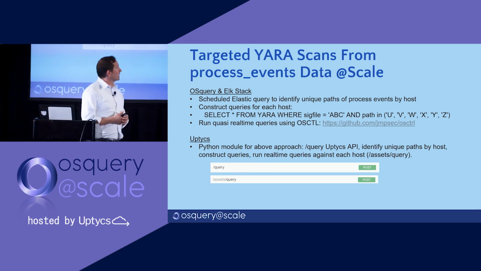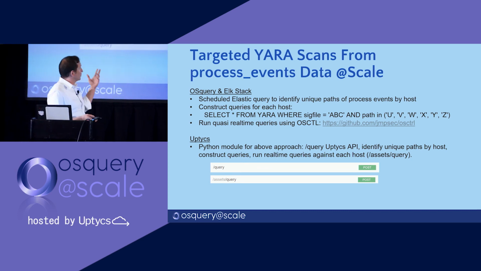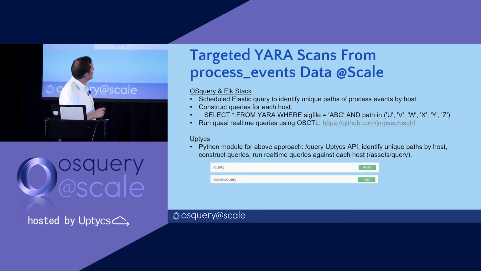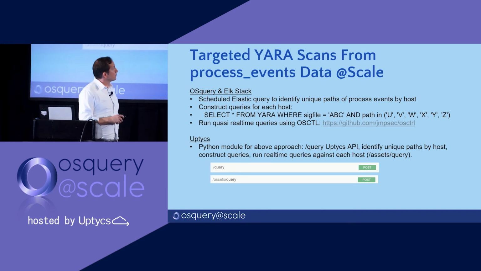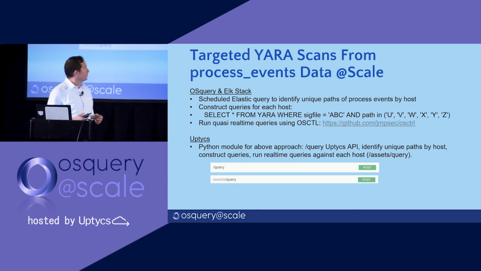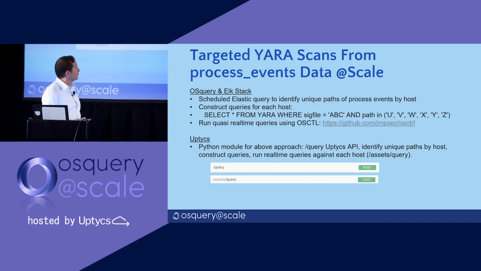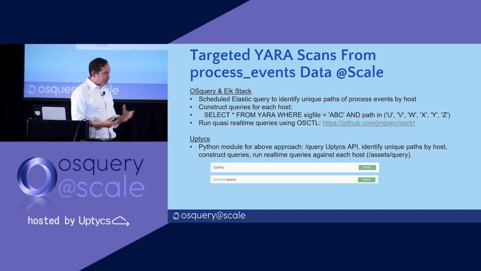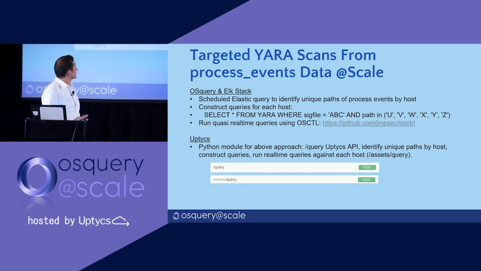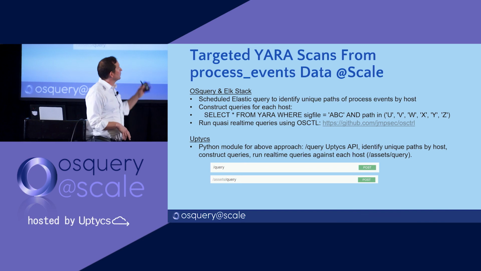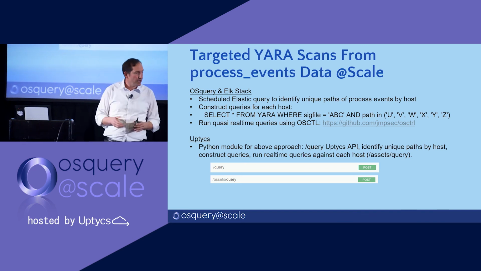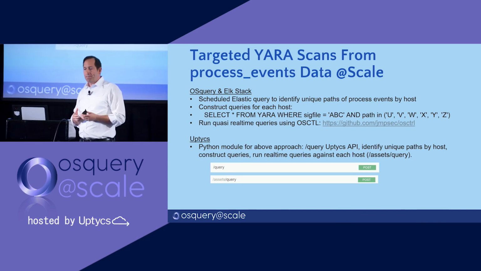Very scalable approach. And if you're using something like Uptycs, it's a similar setup where you're running a query against our global store, which is similar to the ELK stack, to get all of the unique paths that you're seeing in the process events, and then split out those unique paths and query the individual assets. The same kind of thing. So this kind of thing would work across hundreds of thousands of assets.